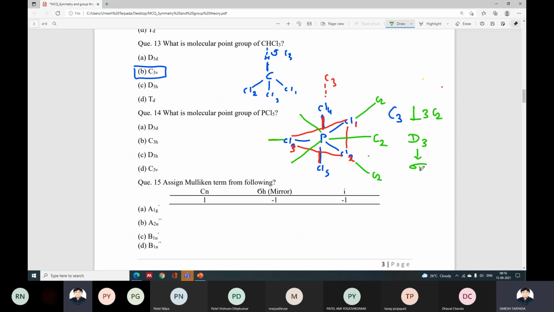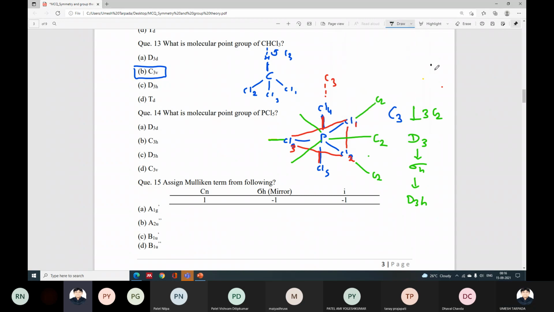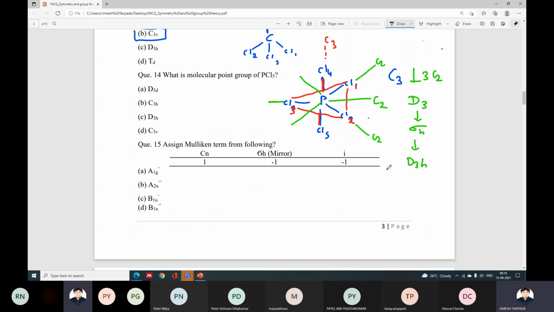Next check sigma H. And therefore point group is T3H. Sigma H is plane of your mobile. Okay, so the point group becomes T3H. What about Mulliken term for this one?